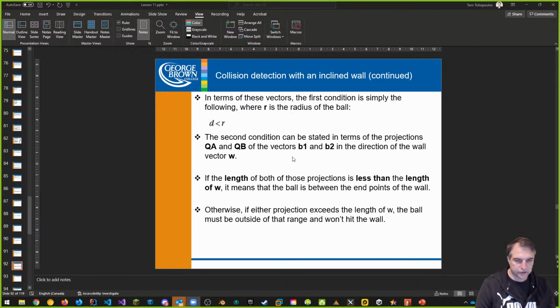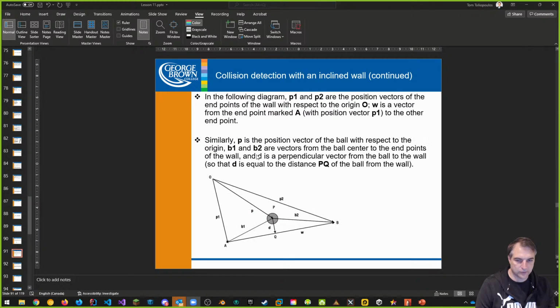Okay. In terms of these vectors, the first condition is simply the following. Where r is the radius of the ball, if the distance is less than the radius, then we have a collision. That's pretty simple. The second condition can be stated in terms of the projections, QA and QB, of the vectors B1 and B2 in the direction of the wall vector W. So again, we're making that projection happen. The wall vector W, we're projecting these two things down here and this one down in here. So where does this project?